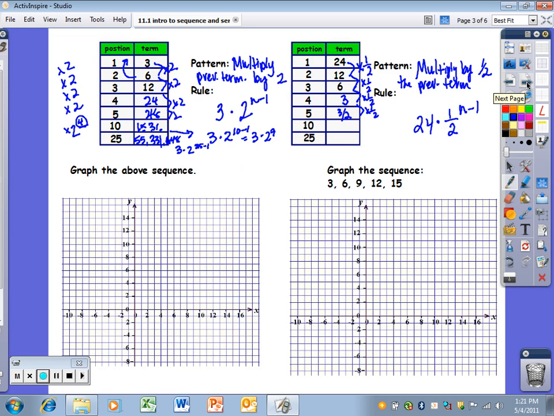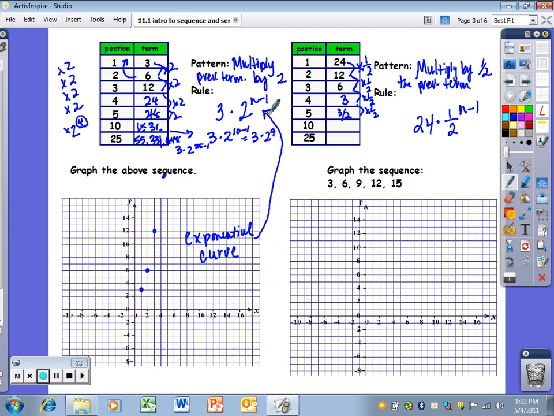Let's try to graph it. It says to graph this above sequence. So I have 1, 3, 2, 6, 3, 12, 4, 24. What's this looking like? An exponential curve. Imagine that. The rule had an exponent. So when I graph repetitive multiplying and it involves exponents, I better get an exponential curve.